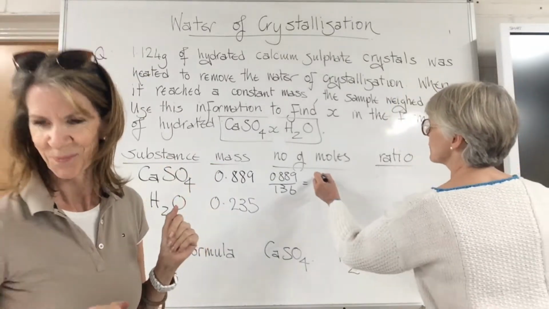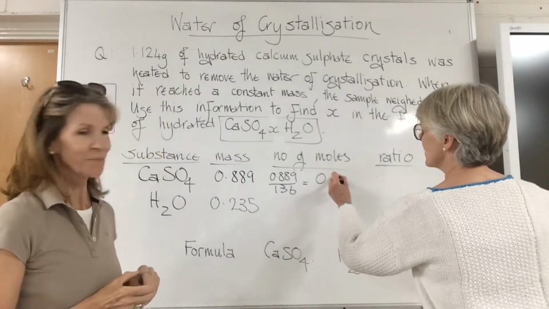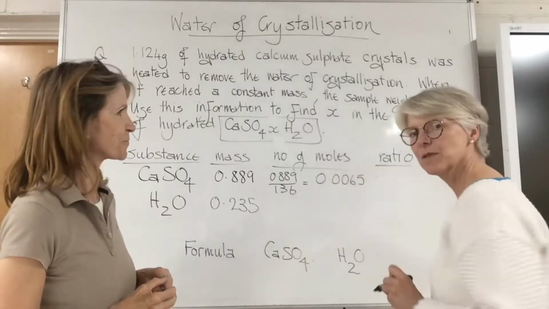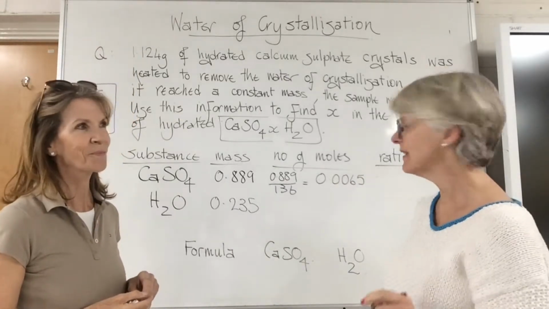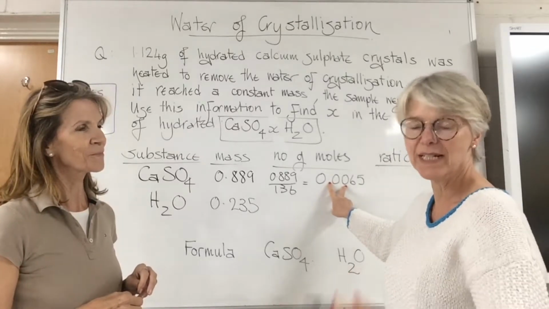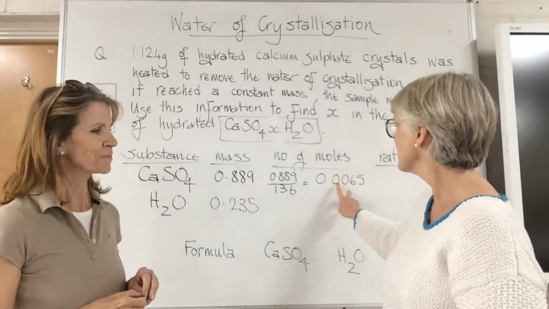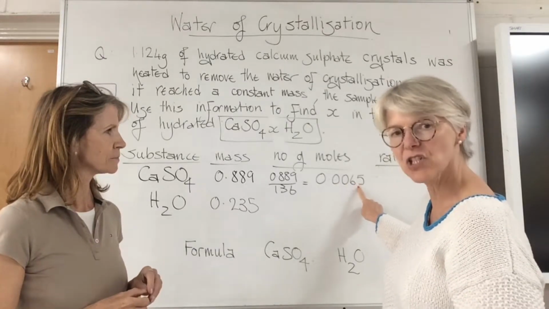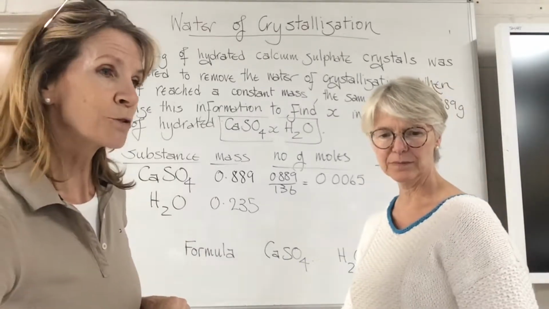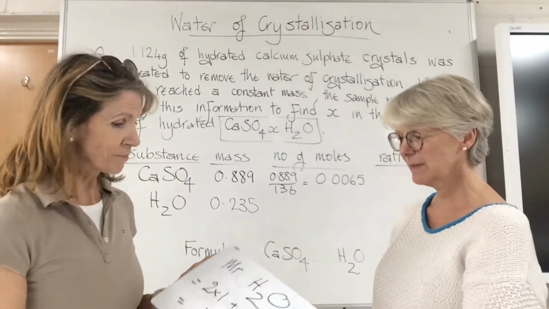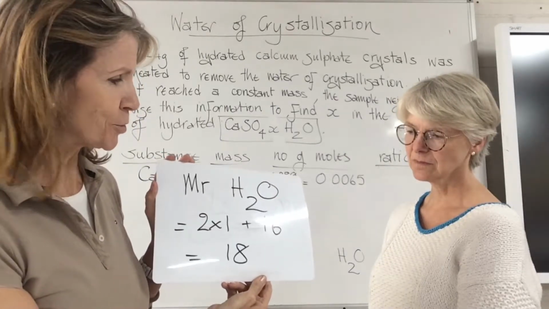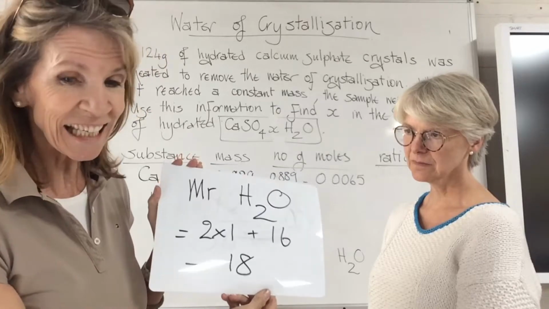So the number of moles of dry salt is 0.0065. I just want to alert everyone to the fact that it is very easy to get the number of zeros after the decimal point wrong, just writing it down or copying it wrong. So you must be very careful to check that. What about moles of water? First of all, we work out the MR of the water. The MR of water is 2 hydrogens, 2 times 1, plus the oxygen, 16. That's a total of 18.